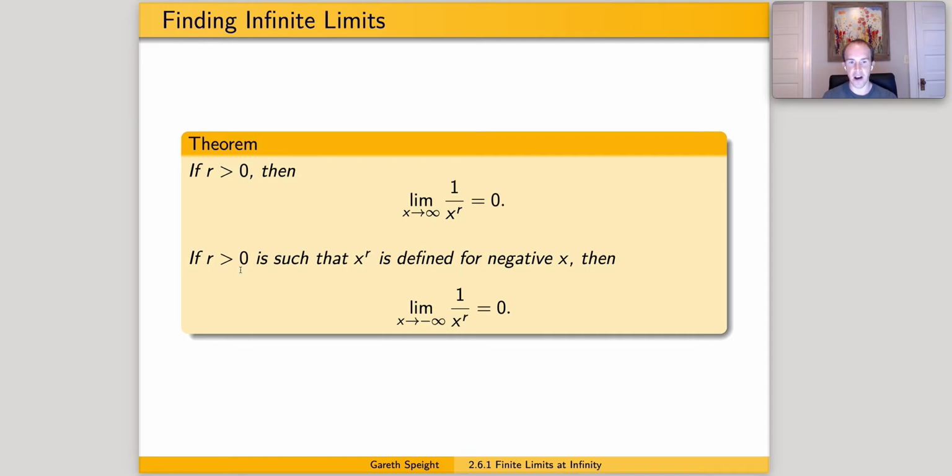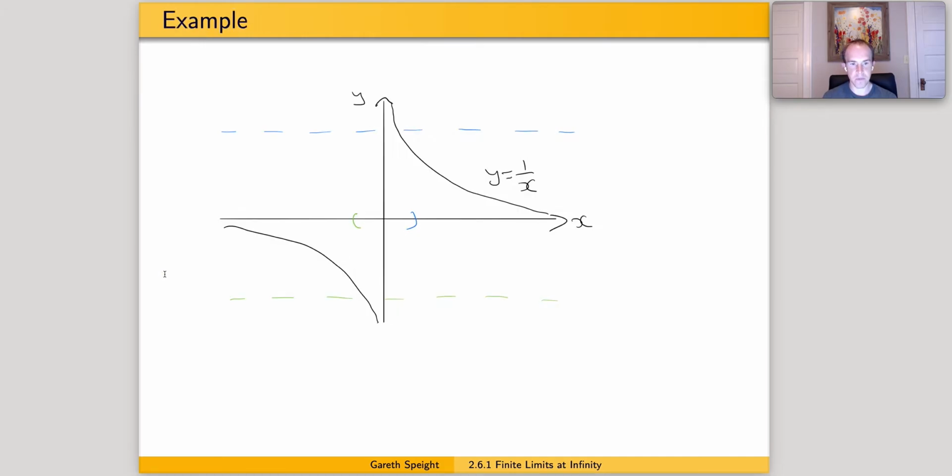But if I pick r equals a half, well, then x to the half, that's square root of x, that wouldn't be defined for negative x. So it's the same story, provided x to the r is defined for negative x. Okay, so for example, here is the graph of 1 over x that you probably know.